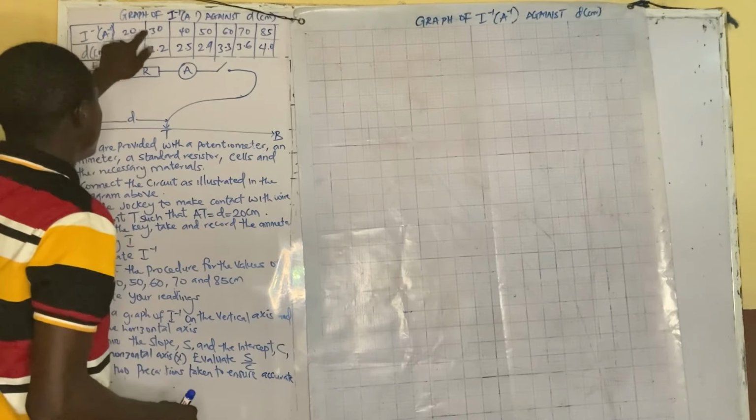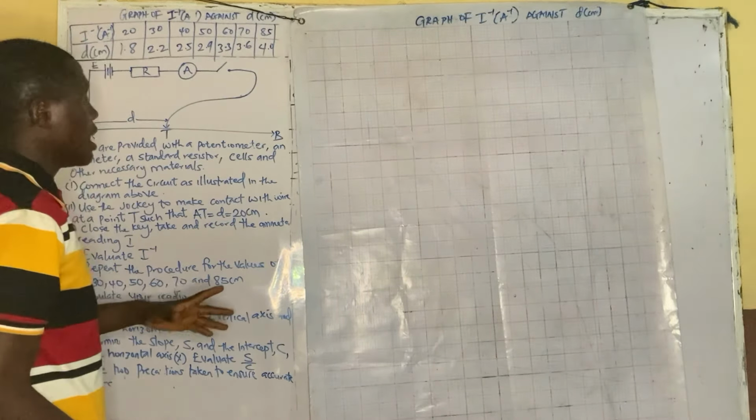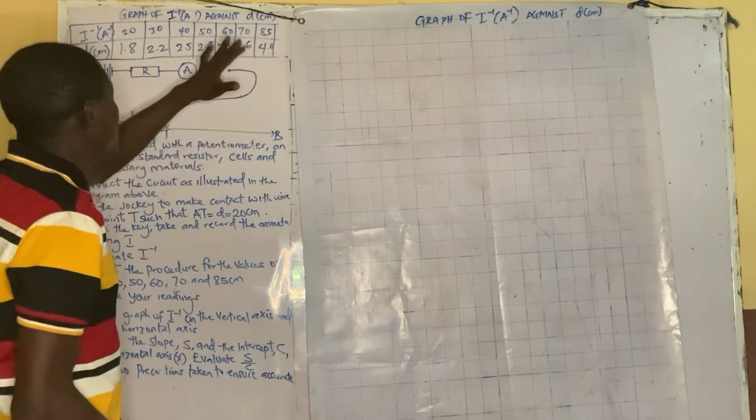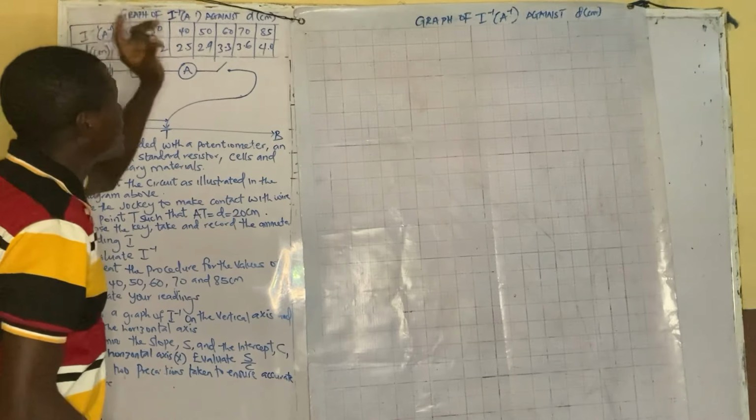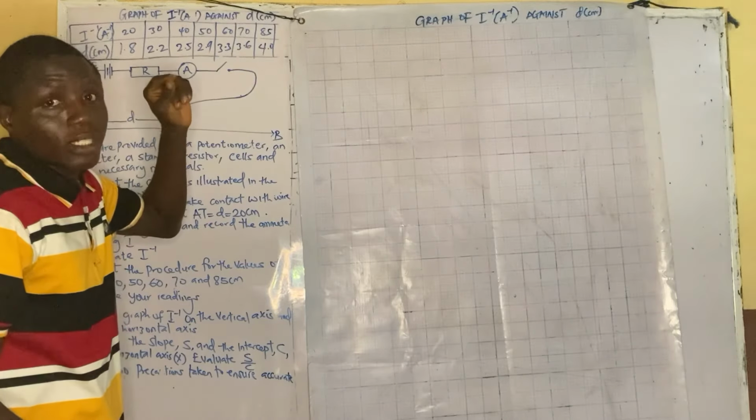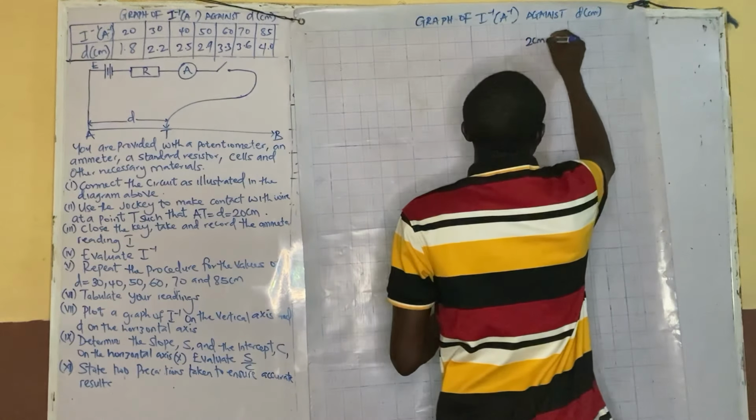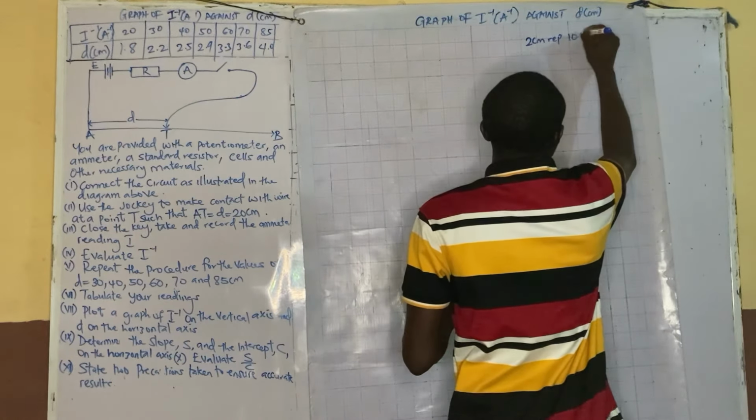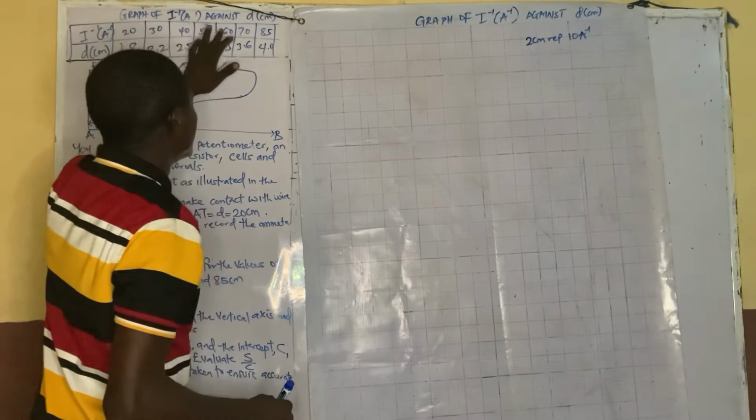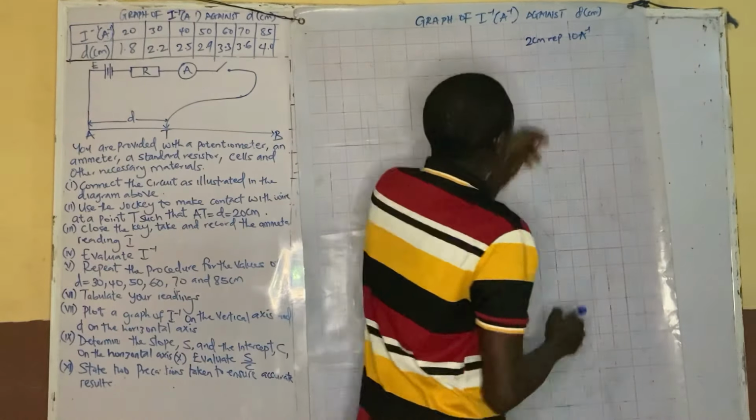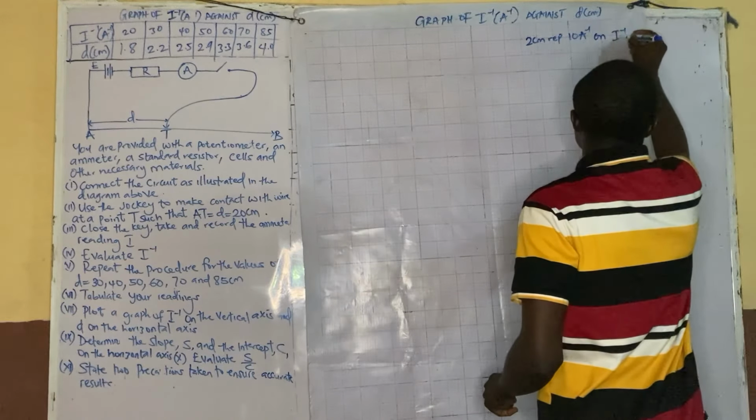Now here we have 20, 30, 40, 50, 60, 70, 85. We can as well use 2 centimeter to represent 10 units on the I inverse axis. That is, 2 centimeter here represents 10 per ampere, because we have 20, 30, 40, 50, 60, 70. So it's easy to use 2 centimeter to represent 10 per ampere on the I inverse axis.